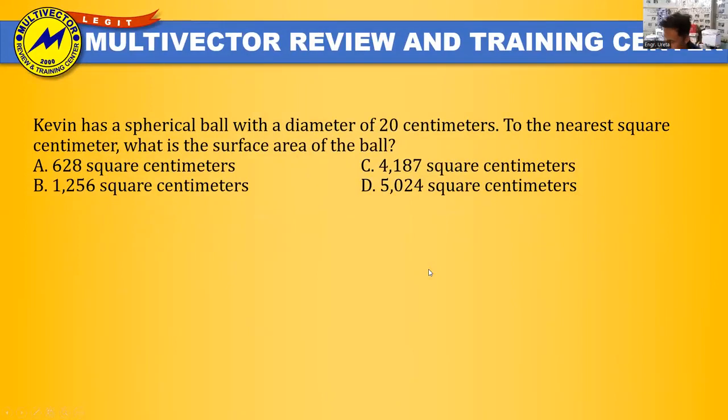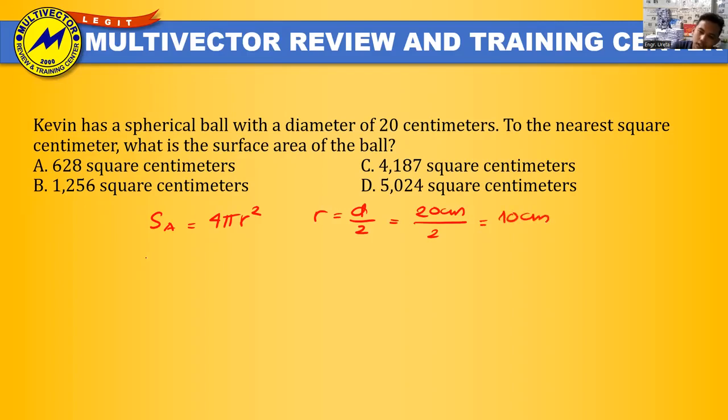Next problem, problem 89. Kevin has a spherical ball with a diameter of 20 centimeters. To the nearest square centimeter, find the surface area of the ball. In terms of surface area ng ball natin, which is a spherical ball, is 4 pi r squared, where r is just equals to diameter divided by 2. So diameter, 20 centimeters, divided by 2 is equals to 10.